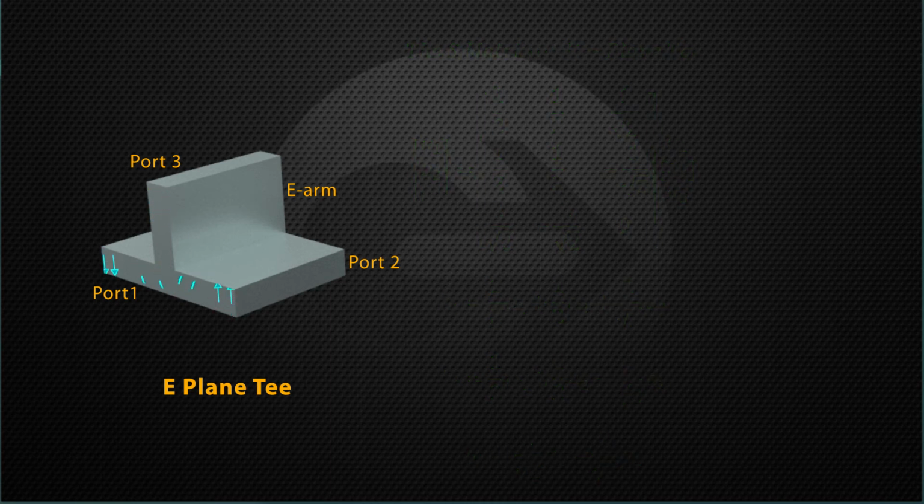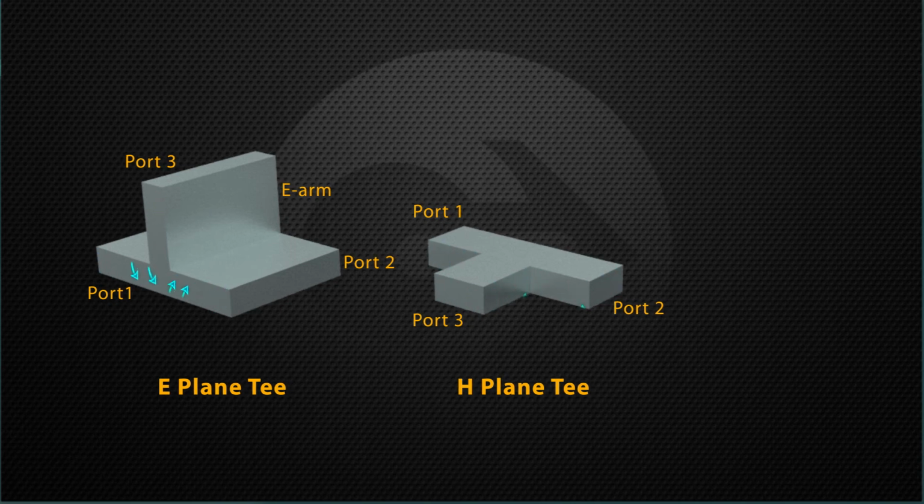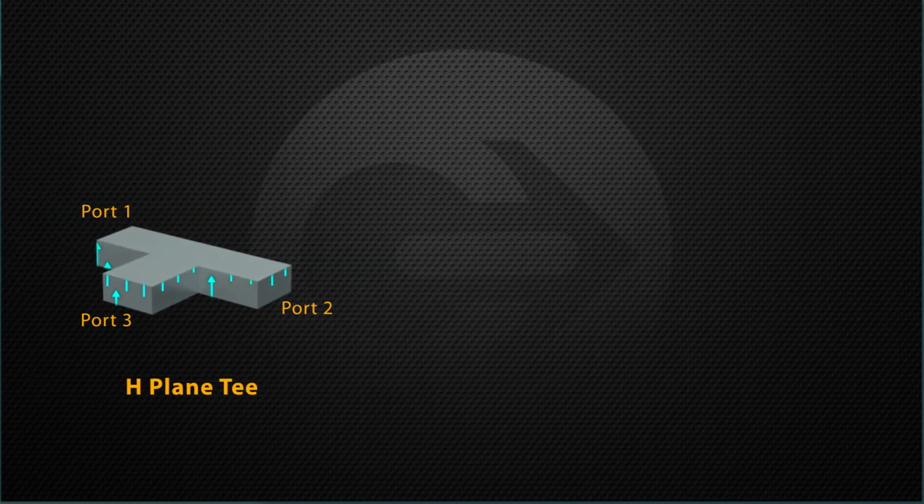Now, let us discuss the H-plane T. The H-plane T also has 3 ports. Port 3 is the input port and port 1 and port 2 are the output ports. But in this case, the output signals from port 1 and port 2 are in the same phase. Let us discuss the S matrix for this H-plane T.